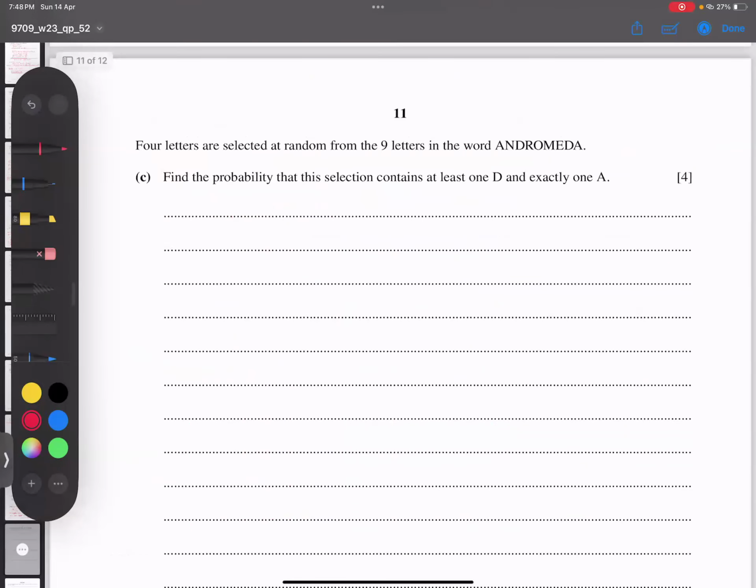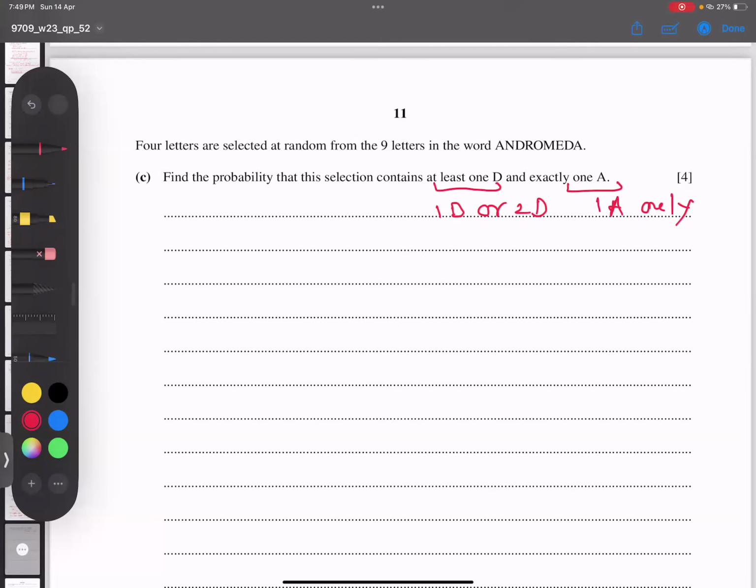So last part, students. 4 letters are selected at random from the 9 letters in the word Andromeda. So let's see, 4 letters we have to select out of 9. That is selection, so the formula is combination. And further, find the probability that this selection contains at least 1 D and exactly 1 A. What does at least 1 D mean, students? 1 D, or it can be 2 D's also. But A is exactly 1 A only, no second A. I think the point is very clear.